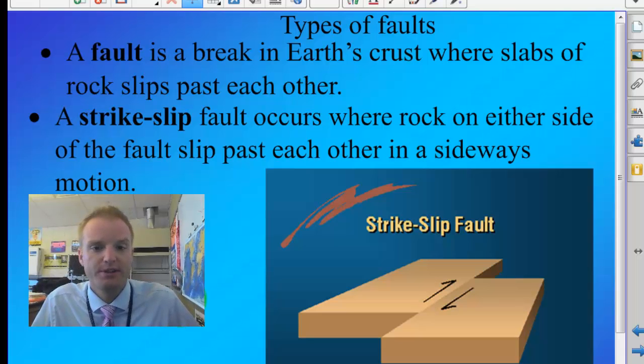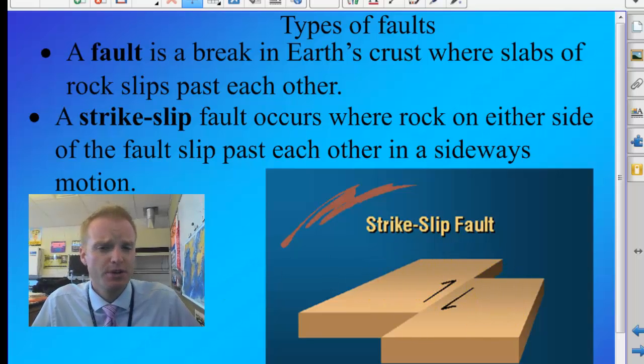So our first one is a strike-slip fault. A strike-slip fault occurs where rocks on either side of the fault slip past each other in a sideways motion. So a strike-slip fault, that's the San Andreas fault line in California. It's also known as a transform plate boundary. You can see the two sides of the fault line. In this case, would also be two sides of the different plates, excuse me.